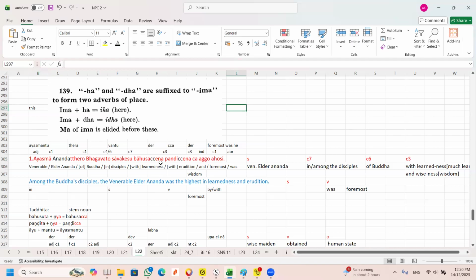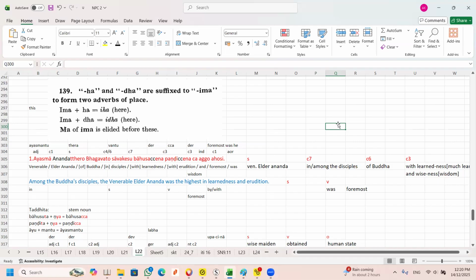Bahu Sachena, Panditchena, Agosi. So what we do is this one, this is an adjective to this. So adjective to this. Basically, this should be your subject. So I think this is a subject. Normally we need to identify the main subject. Then after identifying the main subject, we look at the same case. The same case will definitely be the adjective.